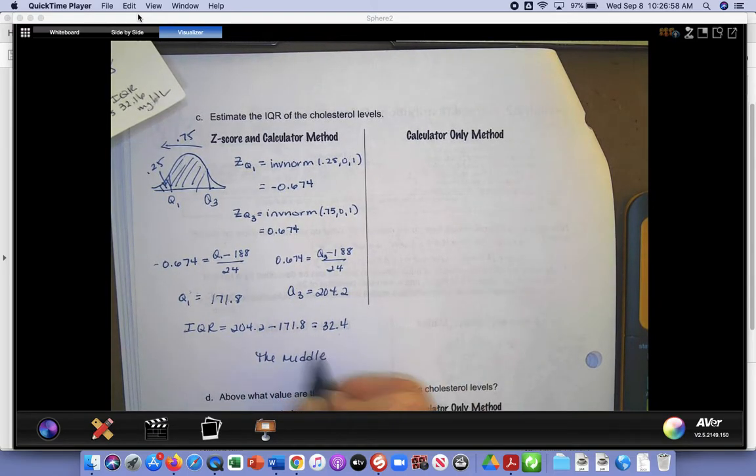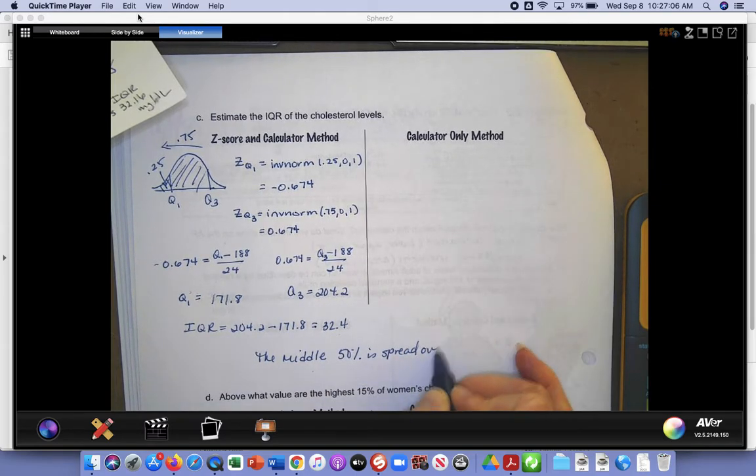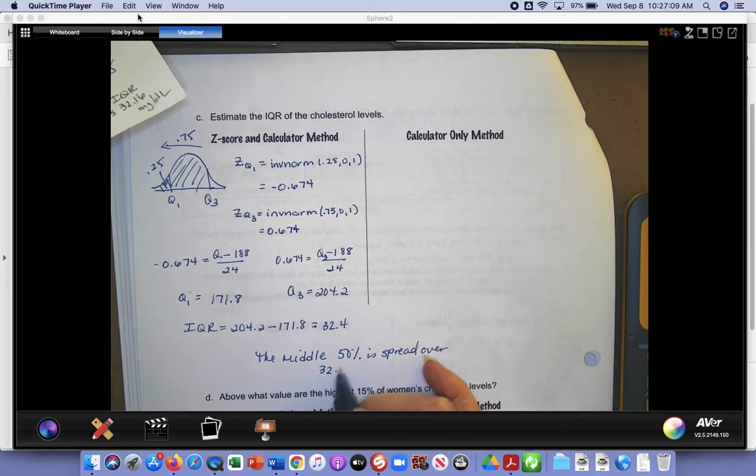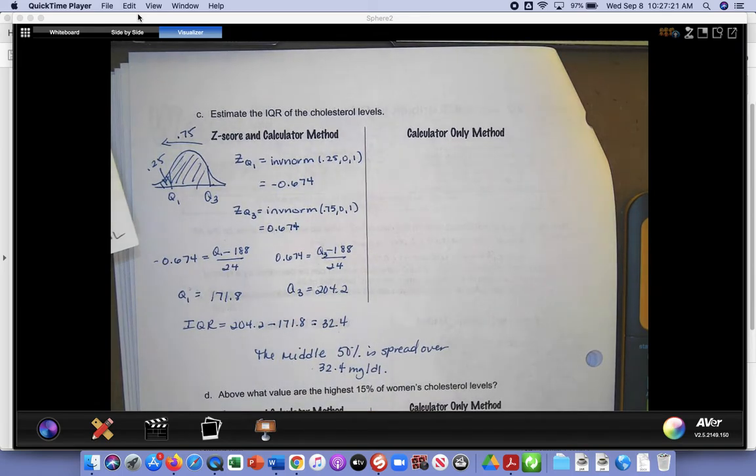So the middle 50% is spread over 32.4 milligrams per deciliter. I wrote warm-up IQR; I'm going to write that, that's fine too. All right, so we get a slightly more exact answer because I can go out to more decimal places.